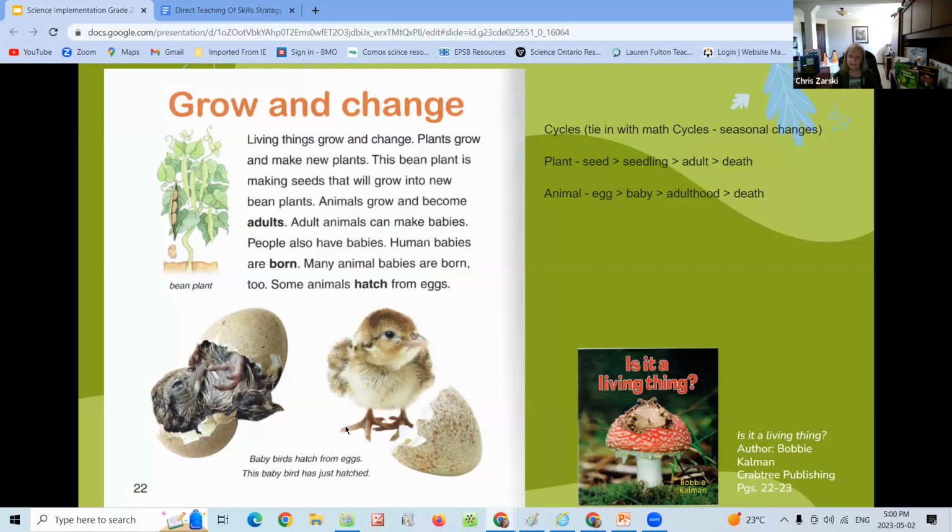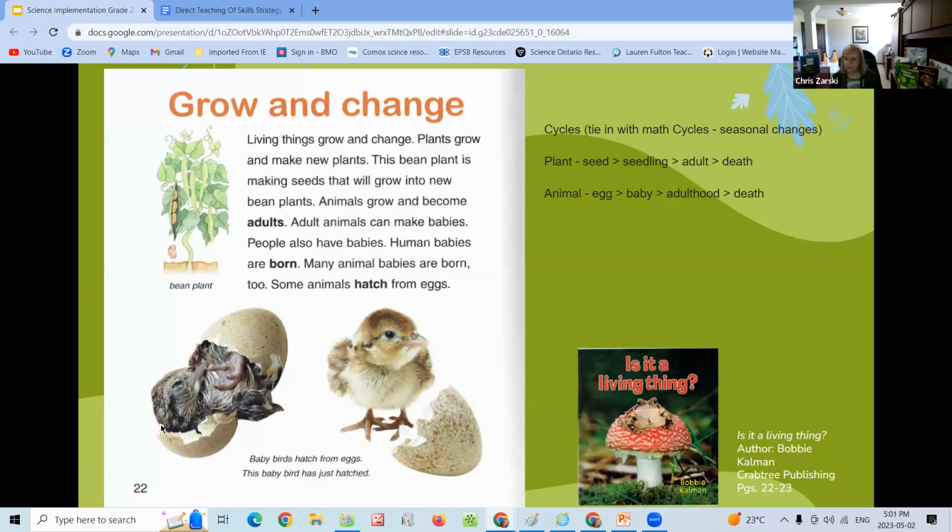Maybe I took one that had an egg. Maybe this is a live birth, right? So there's some differences there. But that's how we want to get them. That's where we want them to go. So one of the books that we also had about, is this a living thing, has a section on growth and change in it. So just a very superficial, we're not getting in deep into human reproduction, anything like that.